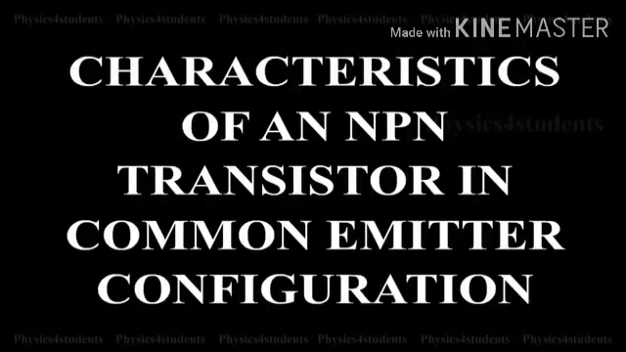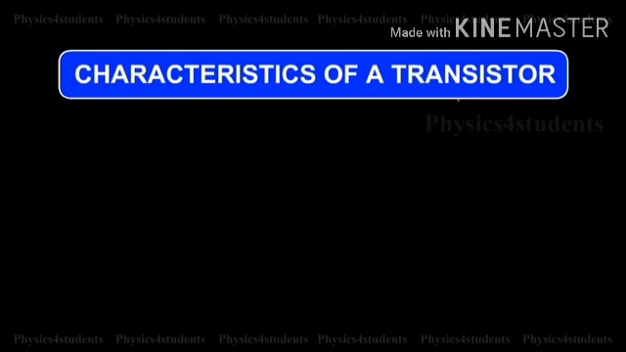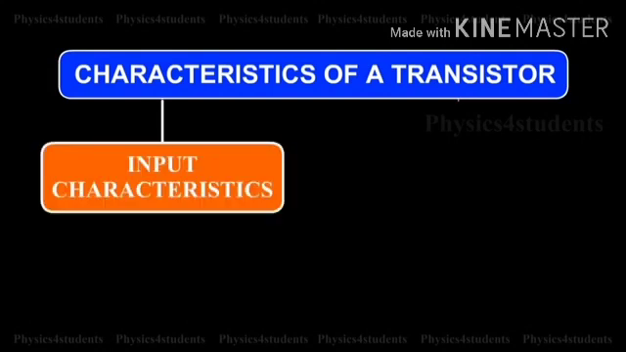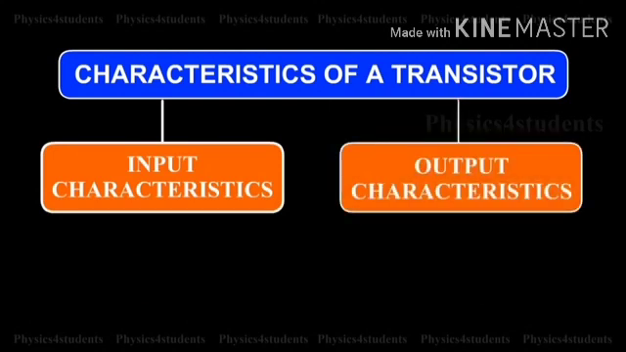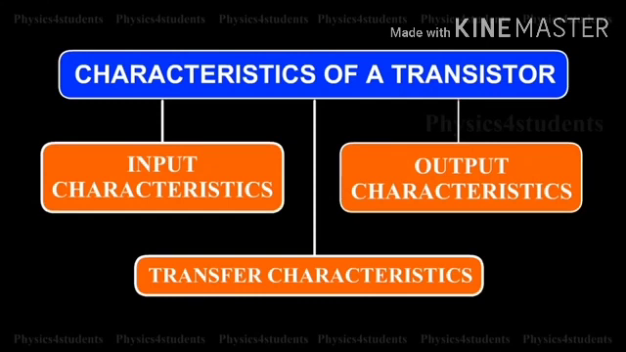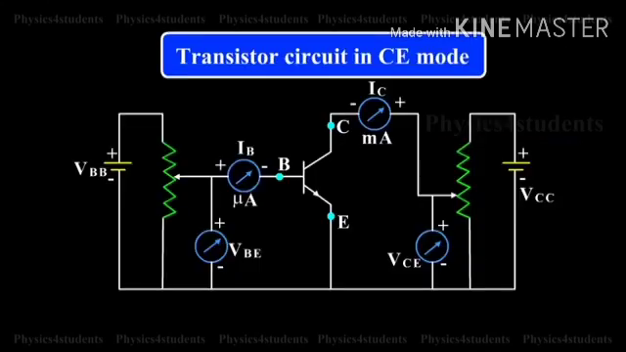Now we are going to see the characteristics of an NPN transistor in common emitter configuration. In this configuration, in any mode, the transistor has three characteristics: input, output, and transfer characteristics. This is the circuit for the transistor in CE mode.